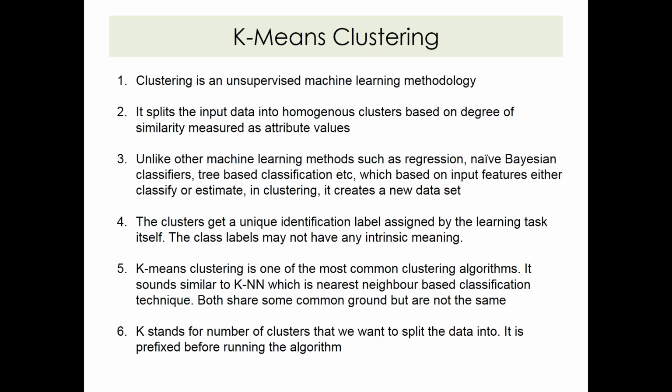There can be other examples. Say online news are grouped into different categories. That is all done by clustering. So unsupervised learning is broadly classified into two types. One is clustering, another is recommendation rules.